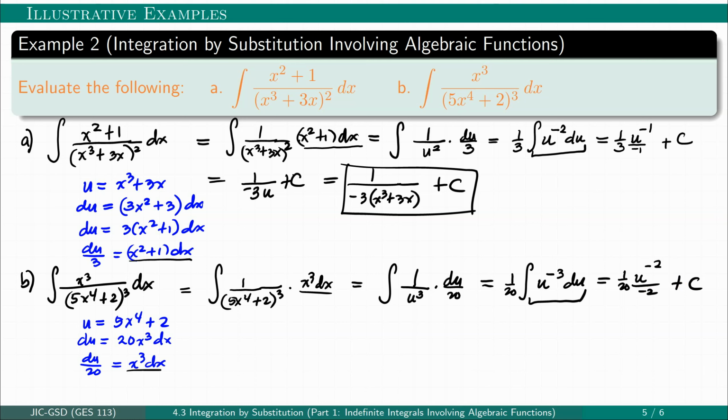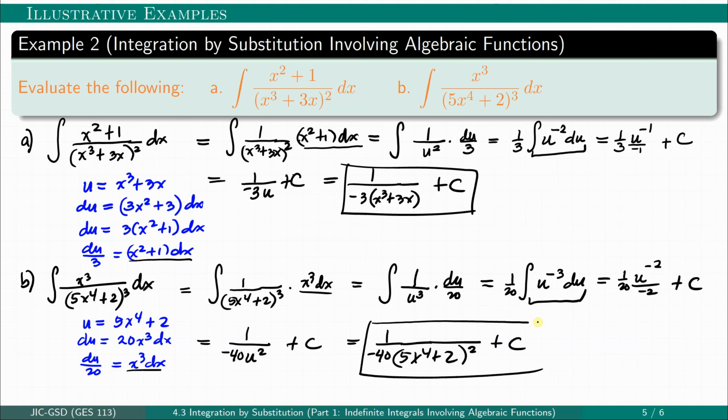Rewriting this one, we will get 1 over minus 40 u squared plus c. Replacing now the u, we will get 1 over minus 40 times (5x^4 + 2) raised to the 2nd power, plus c.